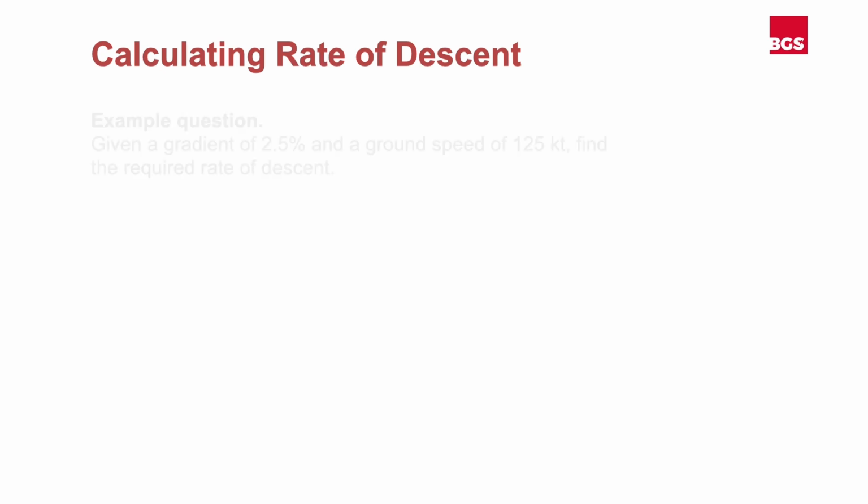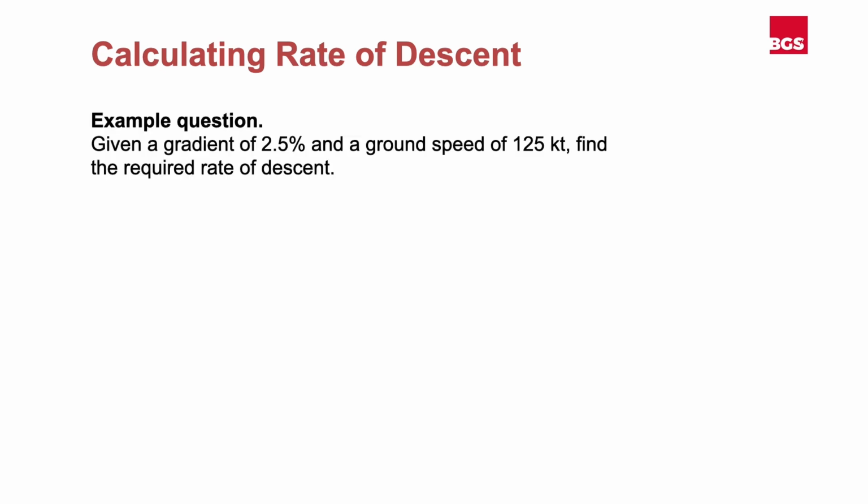So an example question. Given a gradient of 2.5%, so it's a percentage, and a ground speed of 125 knots, find the required rate of descent. Straightforward. Rate of descent is equal to 2.5% times 125 knots, which is 312.5 feet per minute. I don't think you could actually fly 312 or 313 feet per minute that accurately. So it's as straightforward as that.